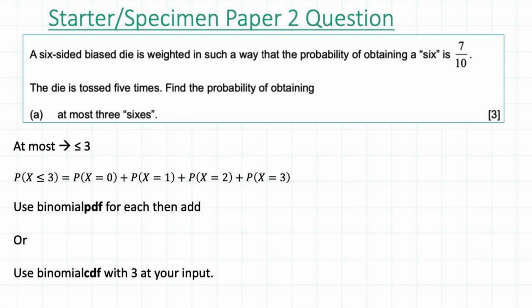This is the original question, so the exactly 3 6s was actually not part of the original question. I just added this in there. So this is the specimen paper. This is the actual question, how it was worded. It's a paper 2 question, so you're allowed a calculator.